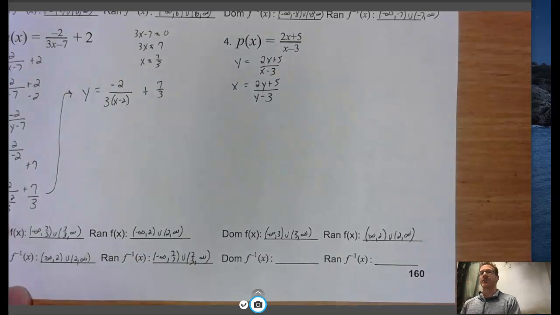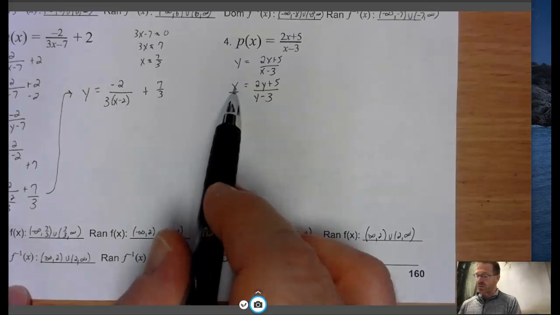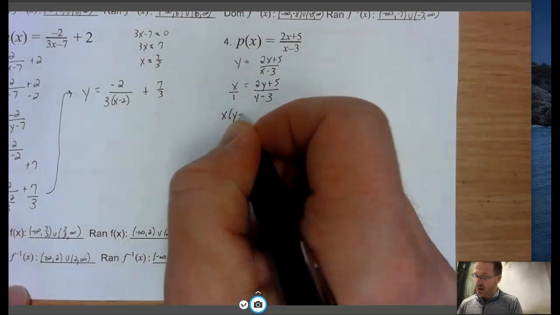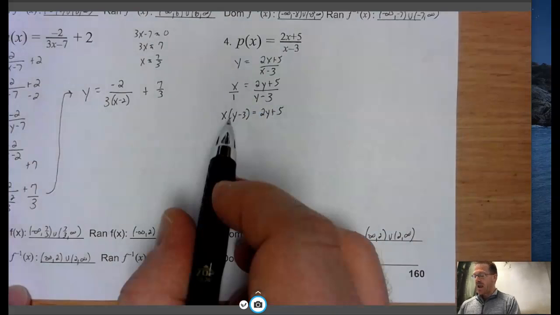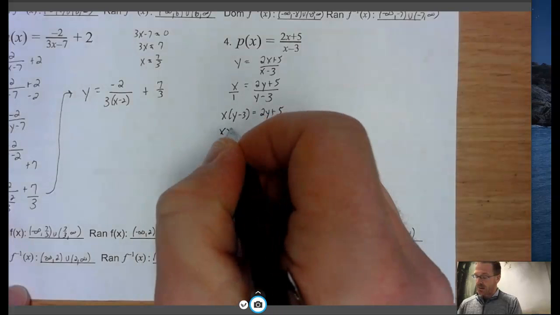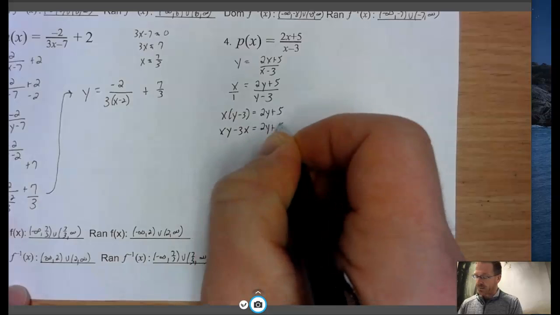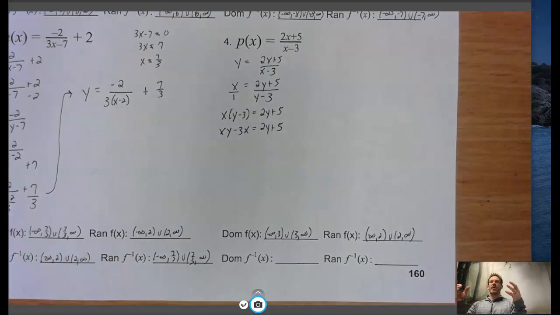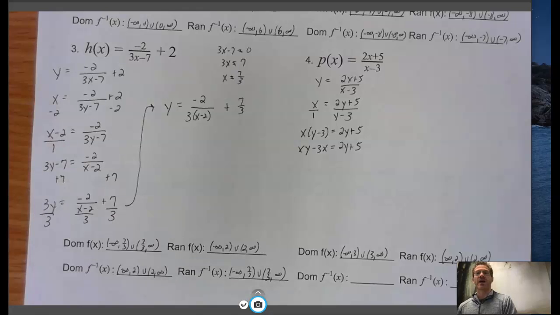Now here's what we want to do. We want to cross multiply, and we're not going to swap, and you'll see why in just a moment. So I'm going to get x times y minus 3 equals 2y plus 5, like that. I'm going to do x times y and x times -3 on the left side. Here's why I wanted to cross multiply, because I have more than one y. In the previous problem, I could just swap, which allowed me to get the y by itself because I only had one y.